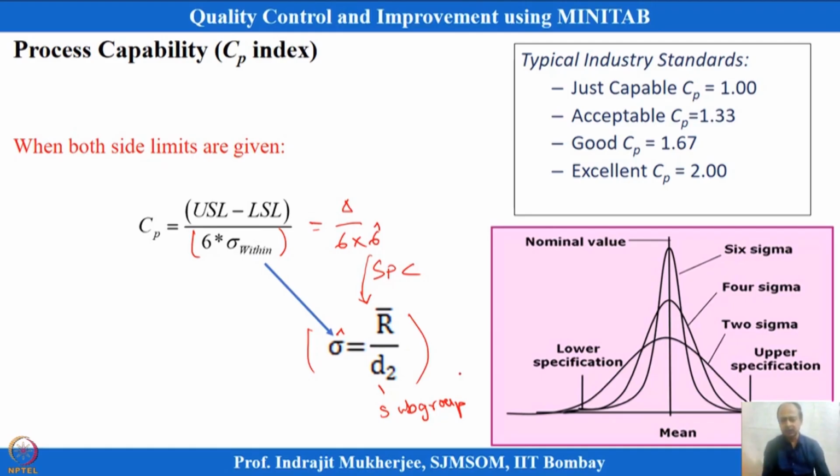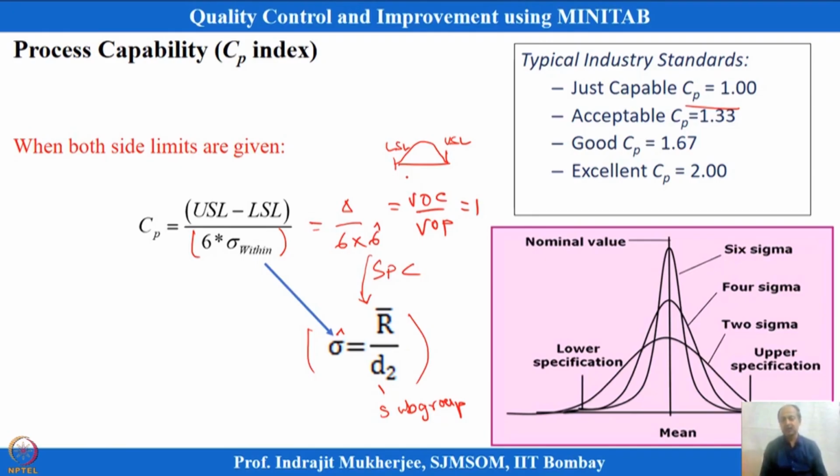Then we also mentioned that for a just capable process, this is the voice of the customer and this is the voice of the process, and the ratio equals 1 means I am consuming the full tolerance. Basically, the variability of the process is consuming the full tolerance. In other words, the total variability is spread across from the USL to the LSL. This is not an industry standard; equal to one is just acceptable.